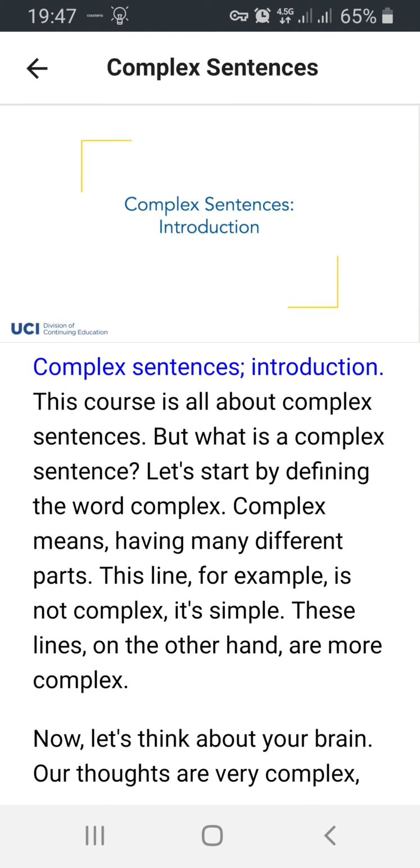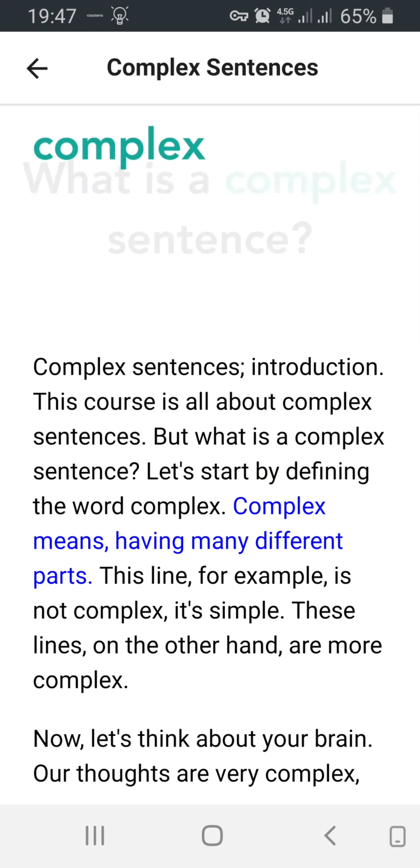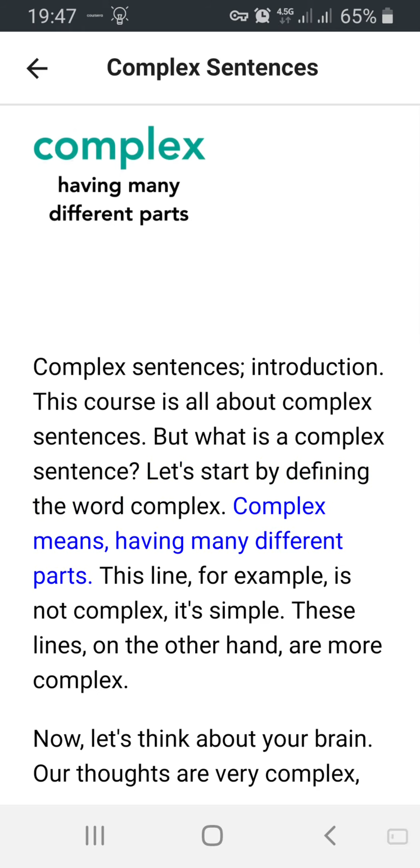Complex sentences. Introduction. This course is all about complex sentences, but what is a complex sentence? Let's start by defining the word complex. Complex means having many different parts. This line, for example, is not complex. It's simple. These lines, on the other hand, are more complex.